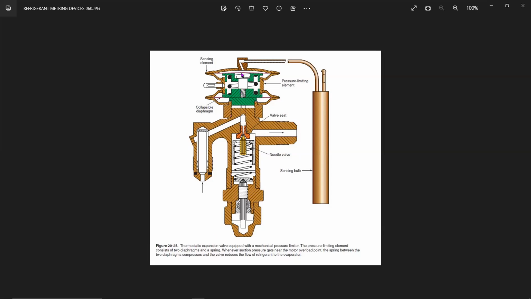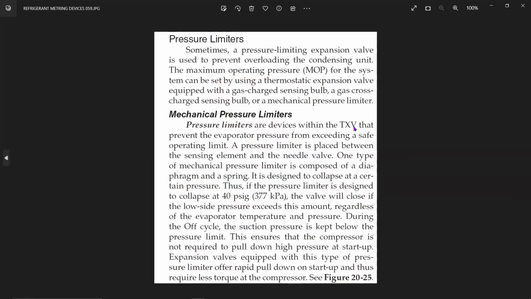In between there is a spring and a diaphragm. Whenever suction pressure nears the motor overload point, the spring between the two diaphragms compresses and the valve reduces the flow of the refrigerant to the diaphragm. So this is a pressure limiter type. If it starts coming to the overload point, then it will press down the pressure, the spring. And at that time the TXV will open more to limit the flow of the refrigerant. That is the idea. The pressure limiter is designed to collapse at 40 psi, the valve will close if the low side pressure exceeds the amount regardless of evaporator temperature and pressure. It is built as a safety.